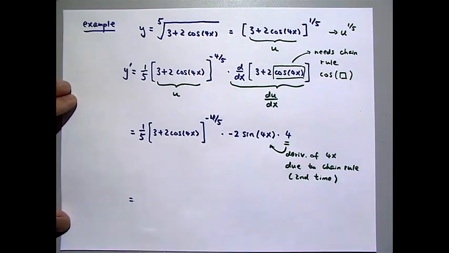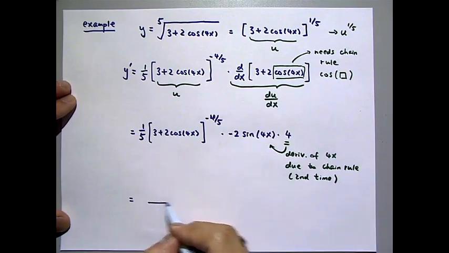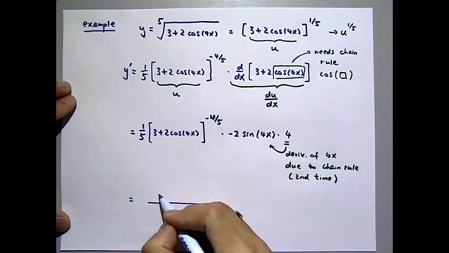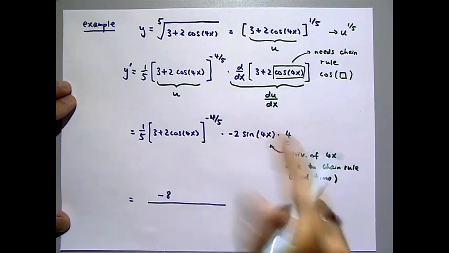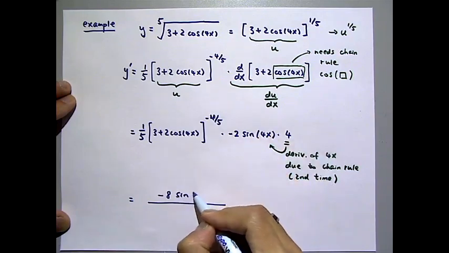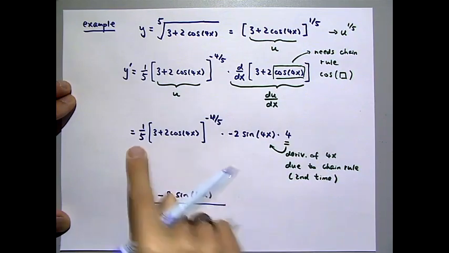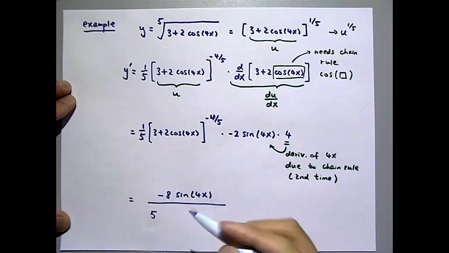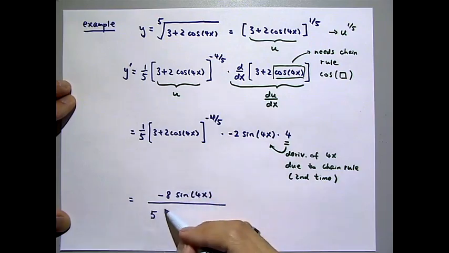Not much. Simply clean this up a little bit. Let's do it this way. I have a negative 8. I'll put it on the top. Sine of 4x. And then I'll bring the 5 down here. And I'll put all of this stuff to a positive power downstairs.